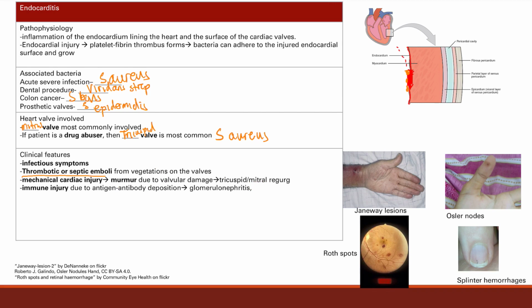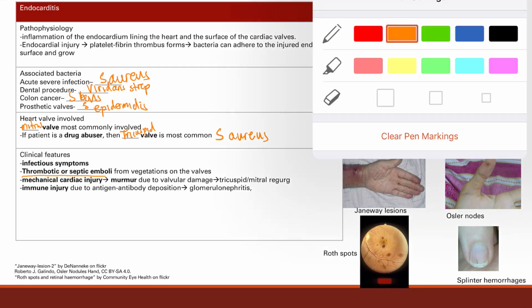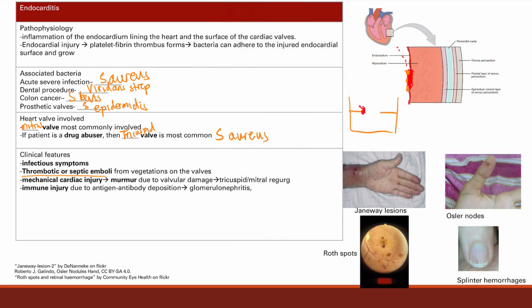So these emboli grow on the valves. So let's say this is our heart valve. You get these little emboli growing. They grow, these vegetations, and then they can embolize. They can shoot off out of the heart into the rest of the body. If they shoot out into the eyes, you get Roth spots. If they shoot out into the fingers, you can get Janeway lesions and Osler nodes. Or you can get nail bed hemorrhages, splinter hemorrhages.